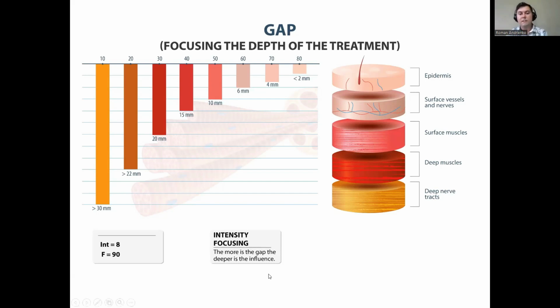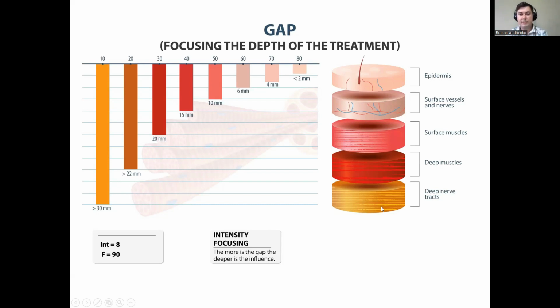Because we can focus our energy in certain layer. We can focus it even more. This particular diagram was received using the Doppler technology. You should know what it is. When we took Scenar device, set these particular parameters, frequency of 90 Hertz and intensity 8, and we simply measured which layers of the patient's body vibrate at certain gap values. So we see that when we set the gap of 80, only the epidermis vibrated.